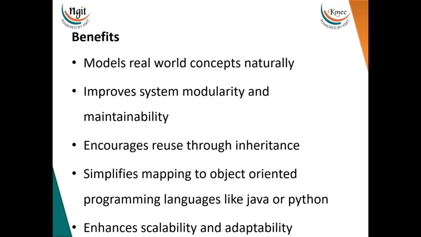Then the benefits of object-oriented analysis. It models real-world concepts naturally. Whatever we have discussed so far is so natural, right? It improves system modularity and maintainability, encourages reuse through inheritance, simplifies mapping to object-oriented programming languages like Java or Python, and enhances scalability and adaptability. Clear? These are the benefits. Hope you understood, students. Thank you.